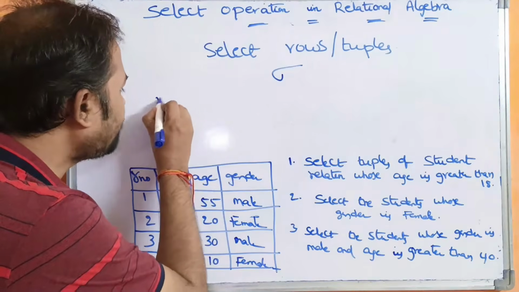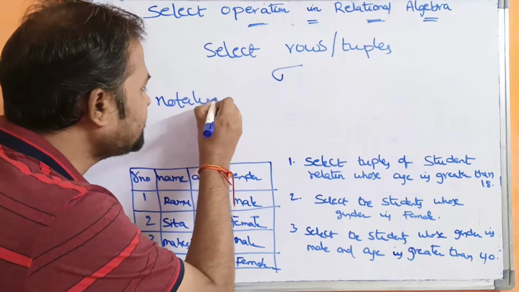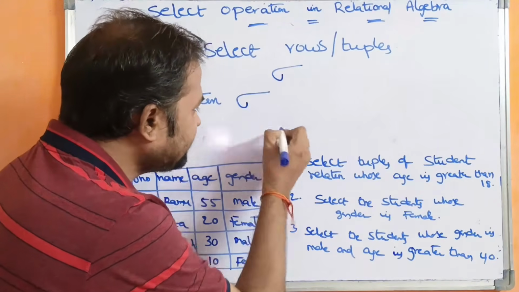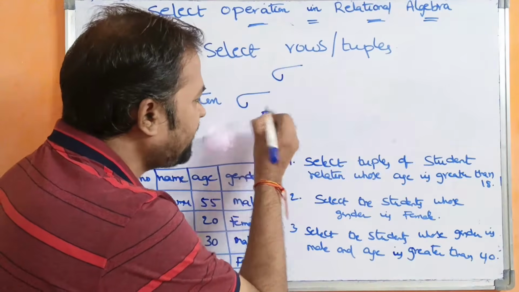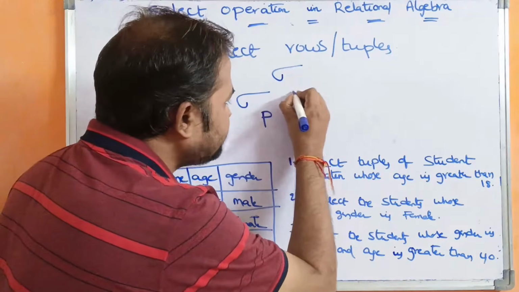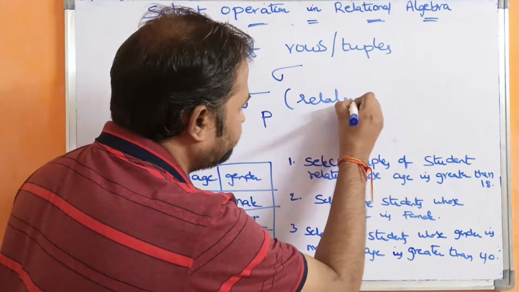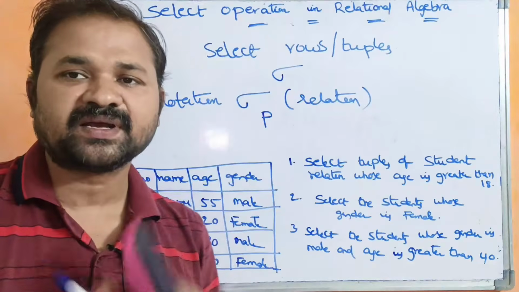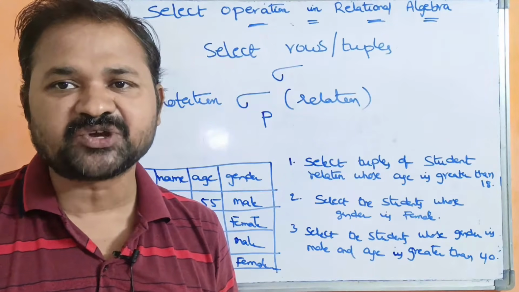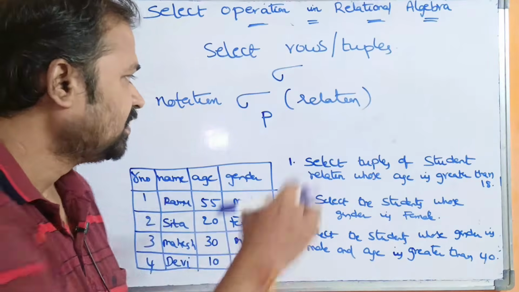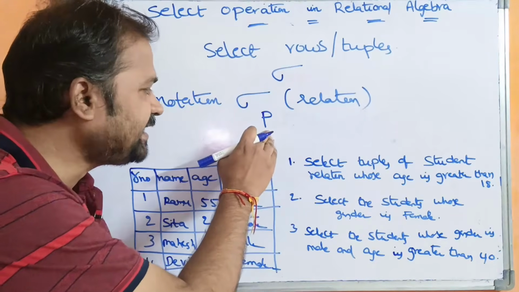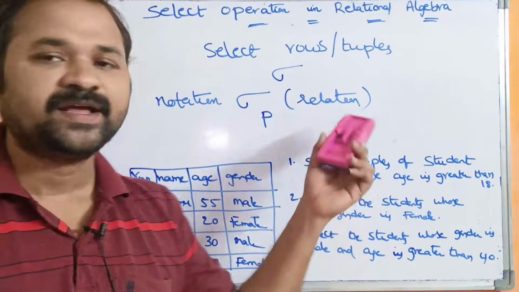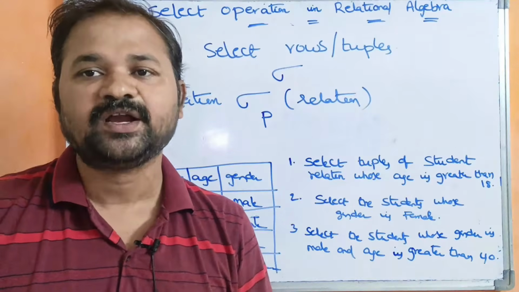Now let us see the notation which we use for the select operation. Sigma. Next, in the subscript we have to write P. Next, we have to write the relation. So sigma for select operation, P for predicate. Predicate is also called a condition, and we have to write the predicate in the subscript. Next, within the parenthesis we have to write the name of the relation or name of the table.